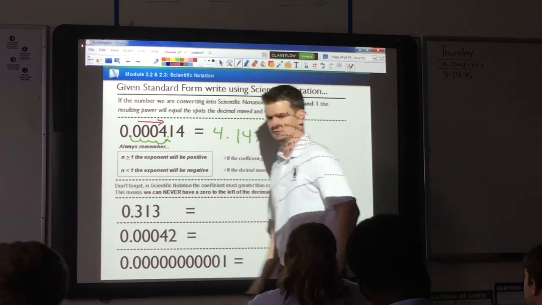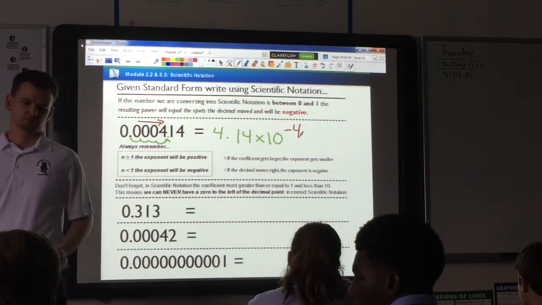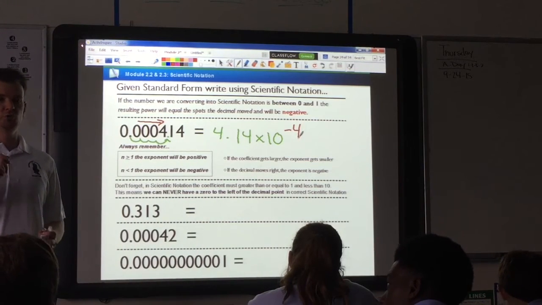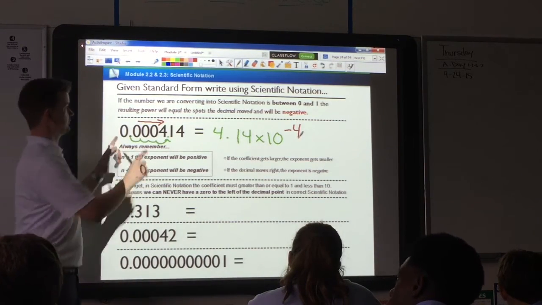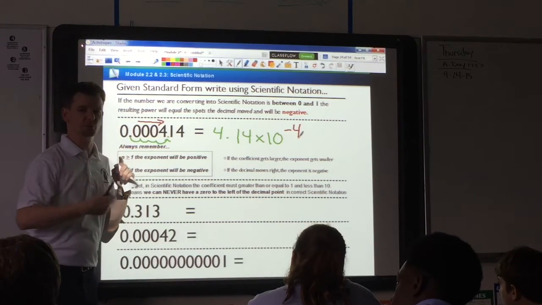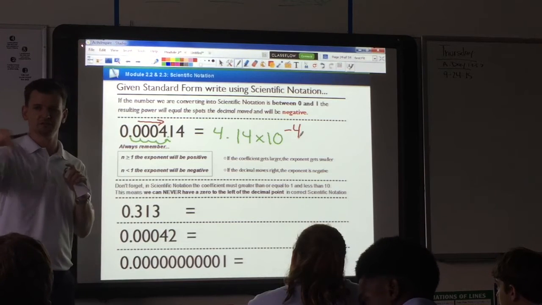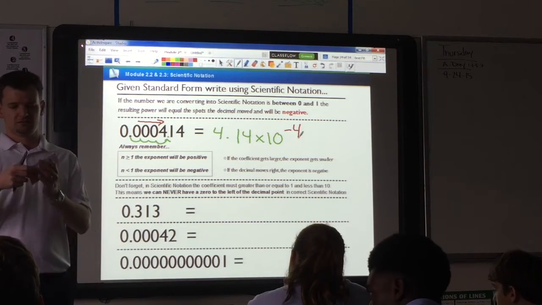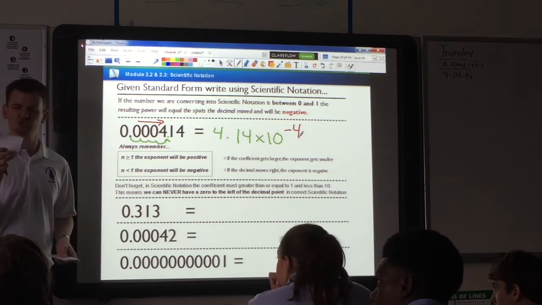Yes, one. What do you got? So when you move the decimal to the right, it's always going to be negative? When you move your decimal to the right, when you're converting from standard to scientific, and you move your decimal to the right, then yes, your exponent will be negative. Yes, Anthony. Can I do the next one? Cards. That way everyone gets a chance.